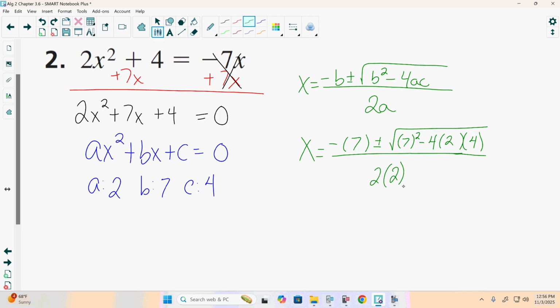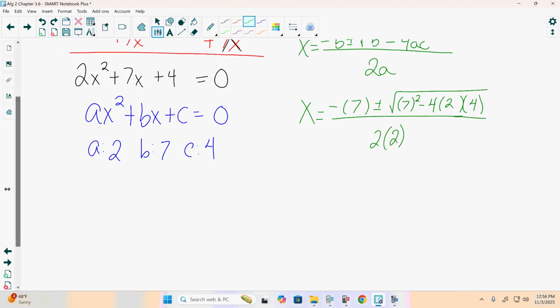So all we did was take the values of a, b, and c. So we replaced a. Since a is 2, we replaced the 2 spots where a is at with 2. B is 7, and c is 4. Questions on how we plug this in? Now we just need to simplify.